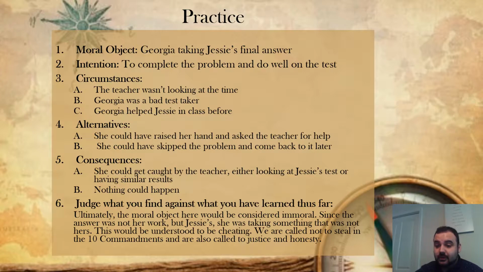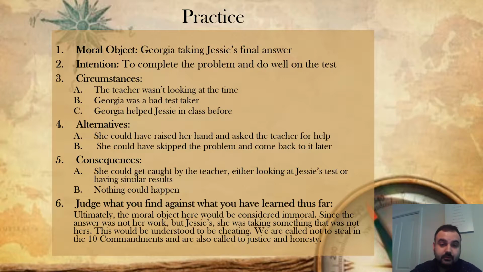So here's a way that we can understand the situation. So what's the moral object? So the action in question is Georgia taking Jessie's final answer. I looked over his shoulder and got his final answer. Why did she do it? Well, she wanted to complete the problem and do well on the test.